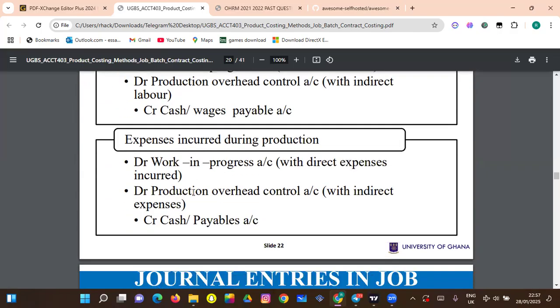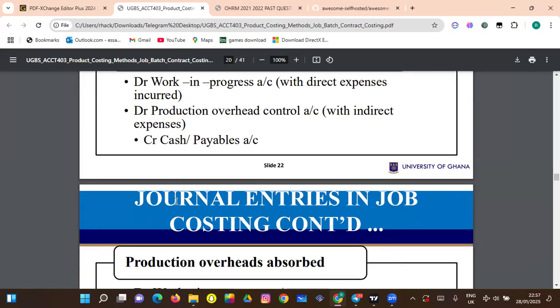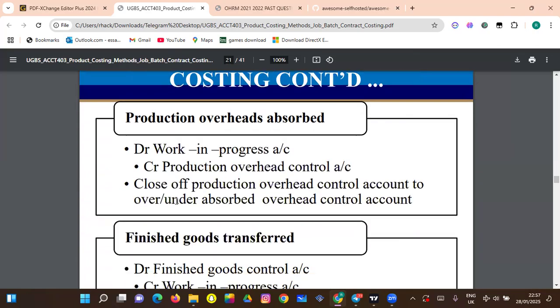Expenses incurred during production. So we debit work in progress account with the direct expenses incurred. Then we debit production overhead control account with the indirect expenses incurred. And also we credit cash if we pay the expenses with cash, or if it is an accrued expense, we credit payables.